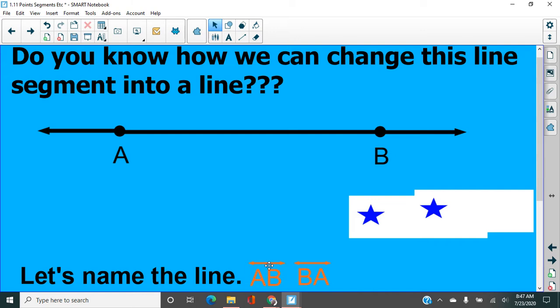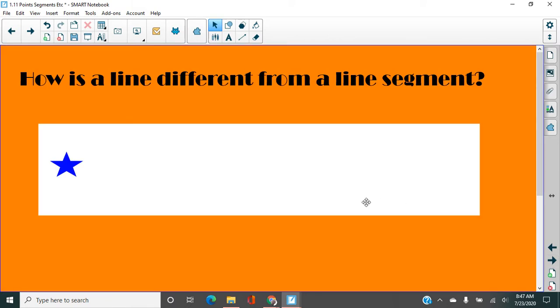Look, the symbol on the top is different, right? That's why we always have to make sure we write that when we're writing the name of a line. So this is line AB. How is a line different from a line segment? How are the two things that I showed you different?